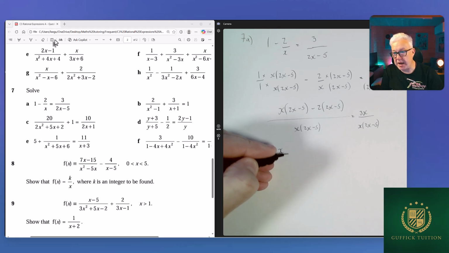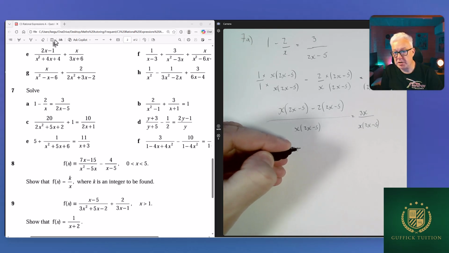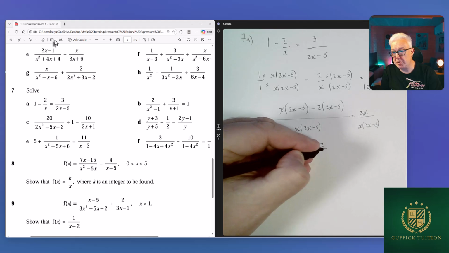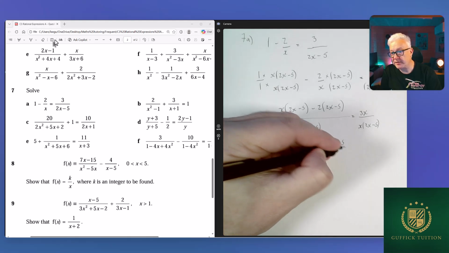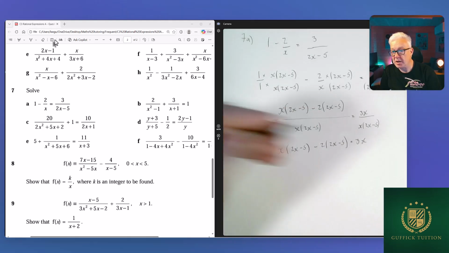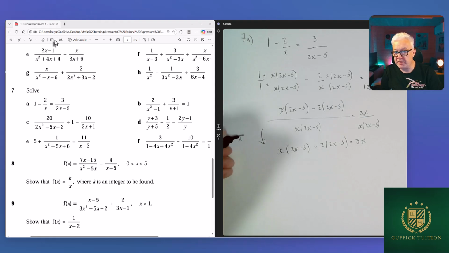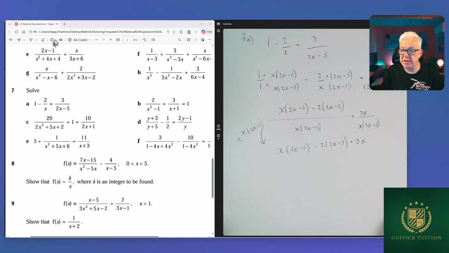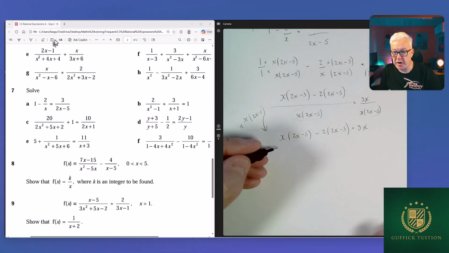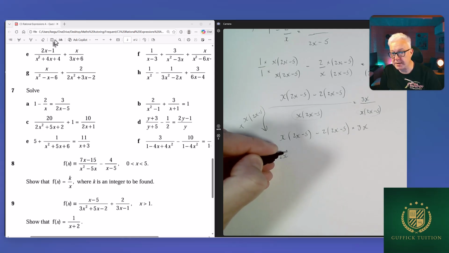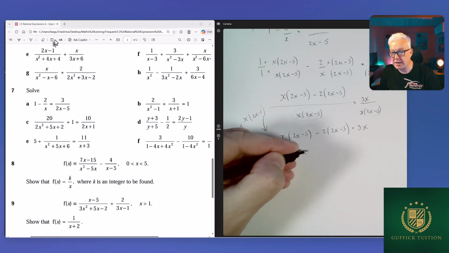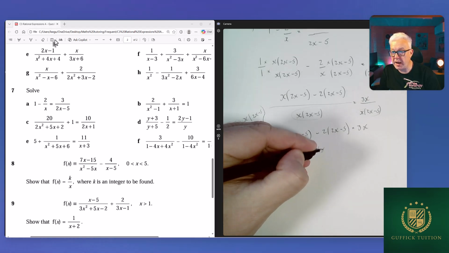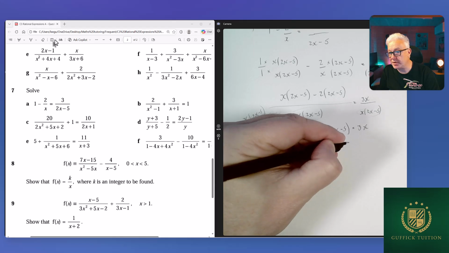So this is the same as having x times 2x minus 5, minus 2 times 2x minus 5, is equal to 3x. So I've just multiplied both sides of the equation by the common denominator, which has basically made that common denominator disappear. So now we can expand our brackets. So we now get 2x squared minus 5x minus 4x plus 10 equals 3x.